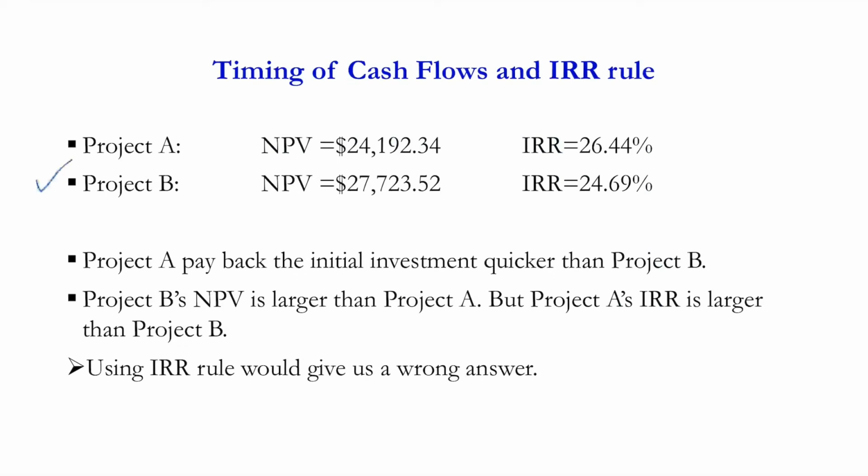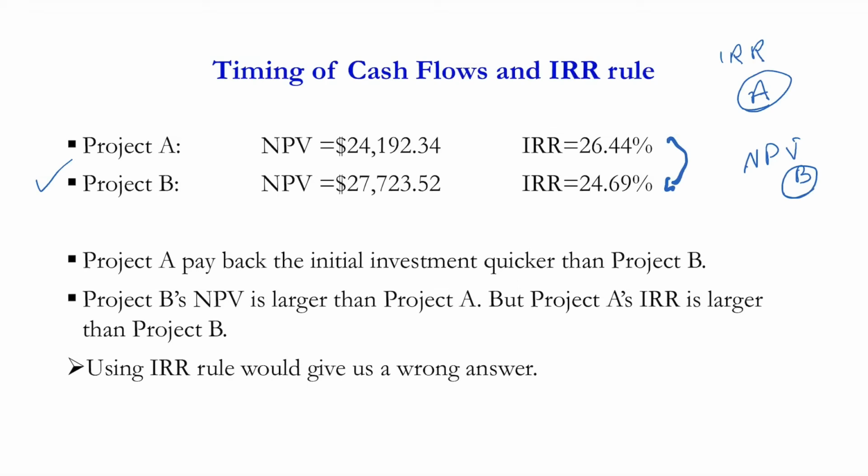So using the NPV rule, I should choose project B. However, if you look at the IRRs for these two projects, the IRR for project A is 26.44%, which is higher than 24.69%, which is the IRR of project B. So the IRR rule would actually say to choose project A. With NPV, we already see that we should choose project B. Here the IRR rule disagrees with the NPV rule, and as we already talked about, we always need to rely on the NPV rule.